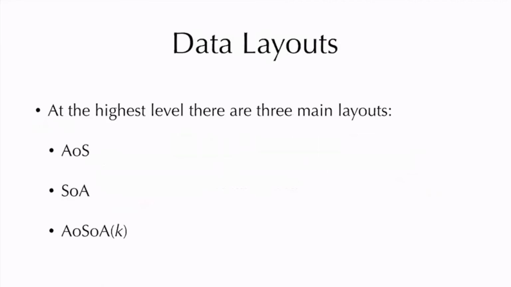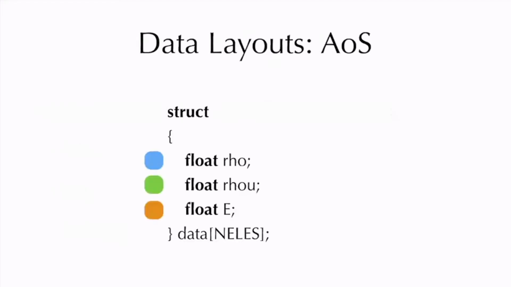At the highest level, when you're writing or designing a code, there are 3 main ways to arrange your data. These are what computer scientists like to refer to as AOS, SOA, and AOSOA. Don't worry, I'll explain exactly what they are in a second. So the AOS layout stands for Array of Structures.